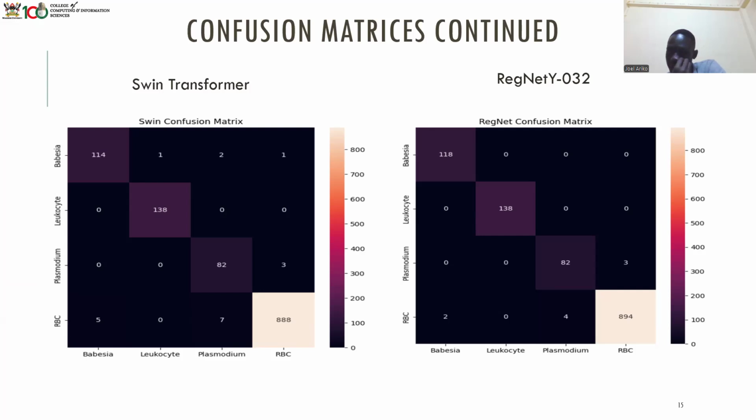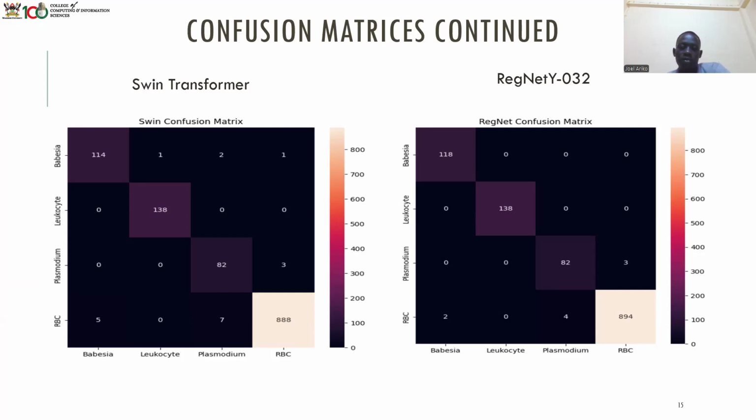Then checking on the other hand, we have the RegNet. RegNet performed well in Babesia, didn't misplace any cell, performed well in leukocyte, and also performed well in Plasmodium, but it misplaced some as red blood cells. Then for the red blood cells, we saw 6 of them, where 2 were taken to be Babesia and 4 as Plasmodium.